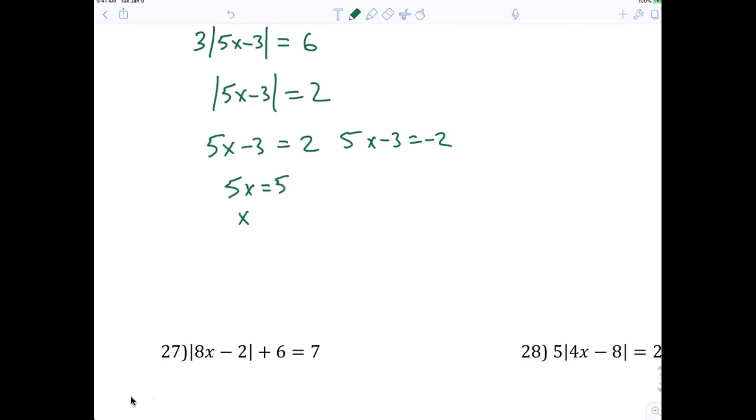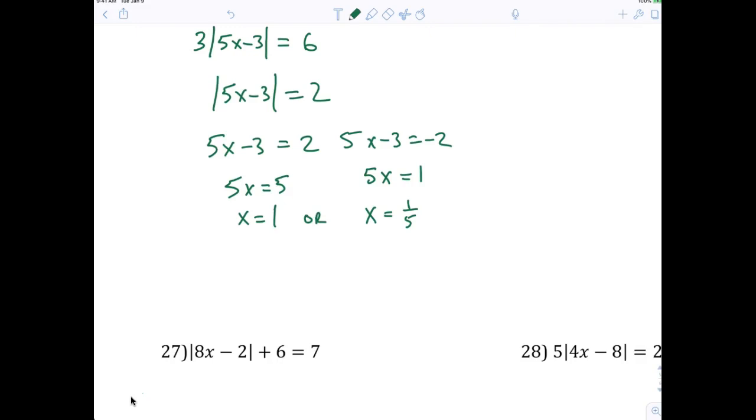So x equals... Are you having trouble with 5 divided by 5? Next. Plus 3, then you get 1, so 5x equals 1, and then 1 over 5. Brilliant. Very good. Exactly correct. Is that all good with you?